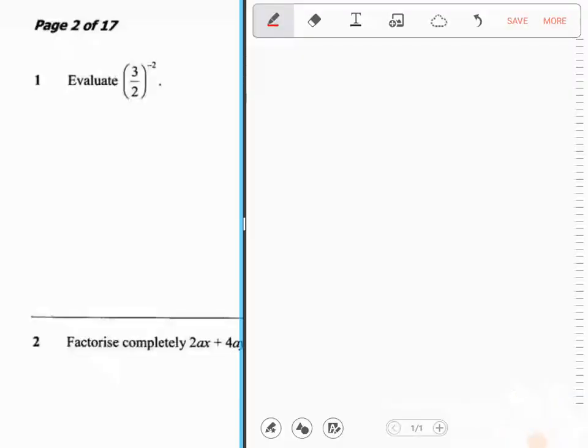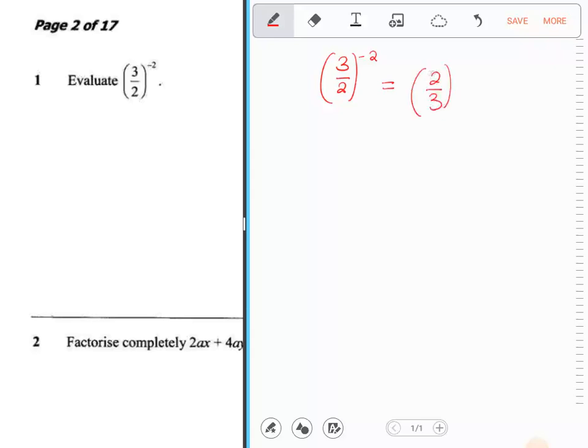So the first question says evaluate this. So I'll write it here. Now this negative, we can easily take it out by reciprocating what is inside here. So this will get 2 over 3. The moment you've reciprocated them, that negative is already tackled. Then this 2 means we are squaring everything inside. That is 2 squared over 3 squared. And that will give you what? 4 over 9 as the answer. Pretty simple, isn't it?